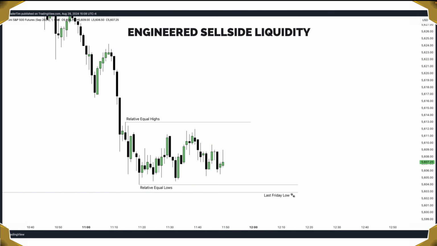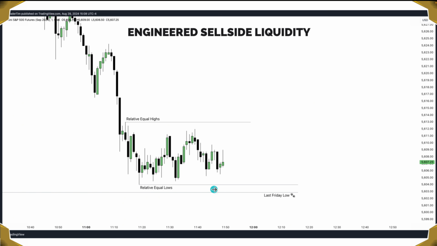Now above, we have relative equal highs as well. So what did we discuss in the last couple videos? If we have our liquidity pool to target, which again, these relative equal lows in last Friday's low, we want to see manipulation before we get a setup targeting that engineered sell side liquidity pool. Something else we discussed is we want to see as much engineered sell side liquidity left while the manipulation is taking place.